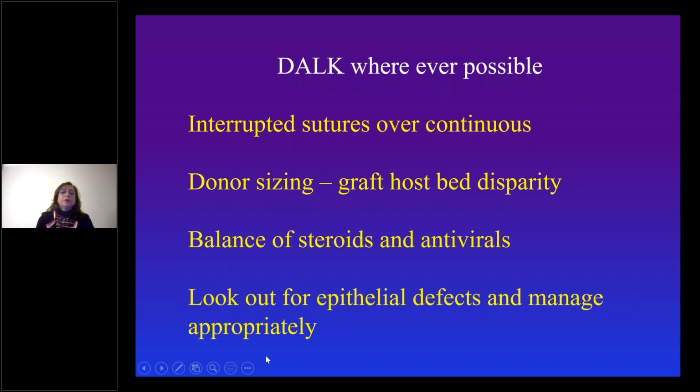And we try and use interrupted sutures, not continuous sutures, because then, if there are blood vessels coming to certain sutures, we can remove them. Sometimes the host is very thin, so we have to be careful with the host and graft size because you don't want any leaks. And it's always a balance between the steroids and antivirals and when to increase one at the expense of the other. And very important to look for epithelial disease and manage that quickly, because you don't want the epithelial disease to progress into melting, and it may also trigger a rejection.